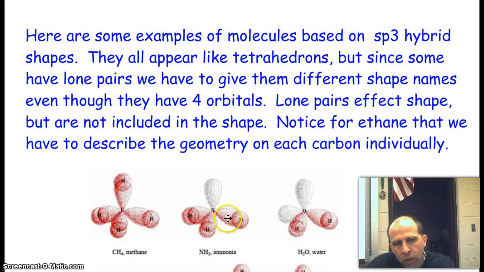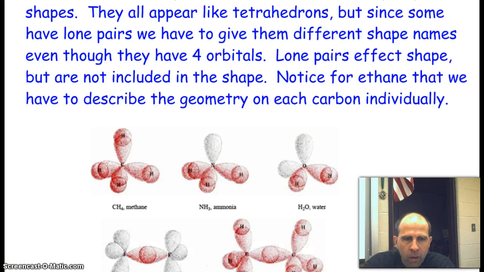Ammonia has tetrahedral geometry on its electrons, but because the molecule itself only contains the 3 H's hooked at the end, we call that one trigonal pyramidal. Water, you may recall, we call bent.